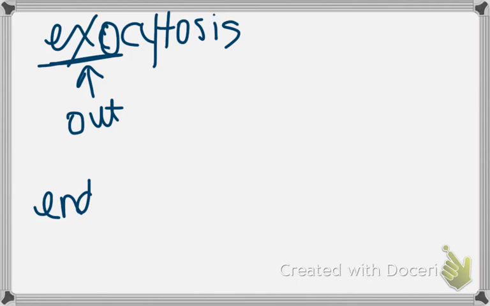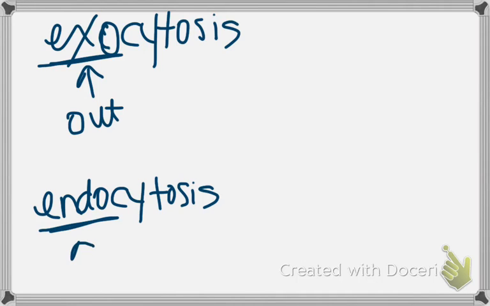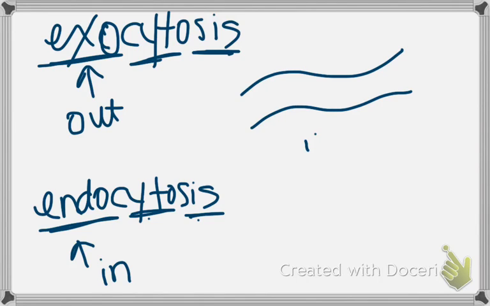Then we have endocytosis. Endo. In. We're moving in. Remember, cis, process of, cyte, cell, process of materials moving out of the cell, process of materials moving into the cell. Good stuff. So what happens is we're going to be moving stuff either out or in. This one's pretty simple. We have a cell membrane. This is in. This is out.